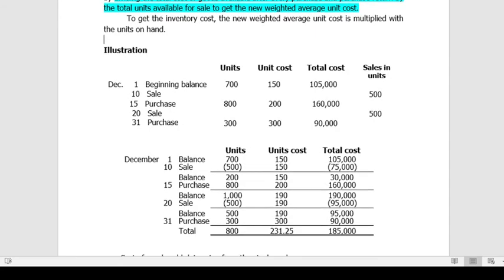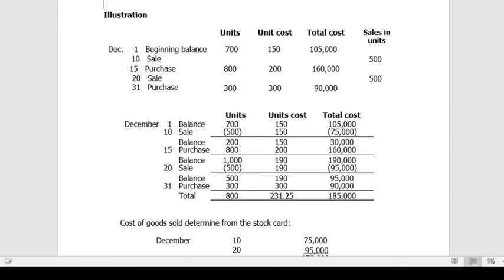Okay, we are looking at the same example. So dito na tayo sa illustration. So ito ang beginning balance mo, 105,000 pa rin dyan. Nung nagbenta ka ng 500 units, so nanggaling yun dito pa rin sa beginning. So minus 75,000 ka dyan sa total cost. So ang balance mo na lang as at December 10 is 200 units and the cost is 30,000. Nung bumili ka ng item sa December 15, 800 units, ang unit cost ng binili mo is 200, total cost is at 160,000. So ano ang uunahin mong gawin?